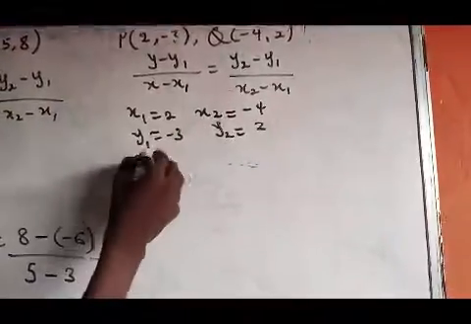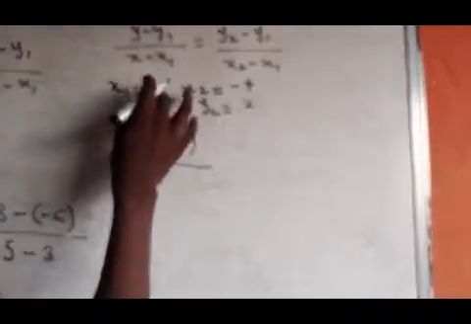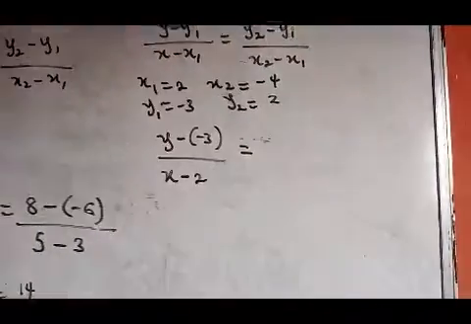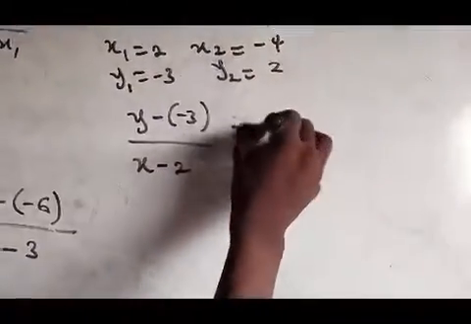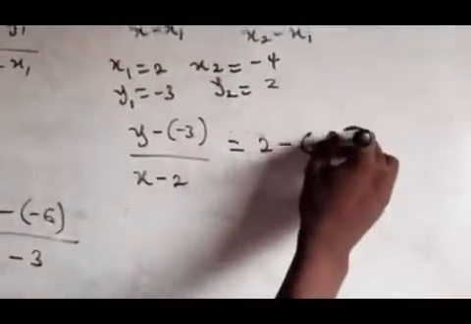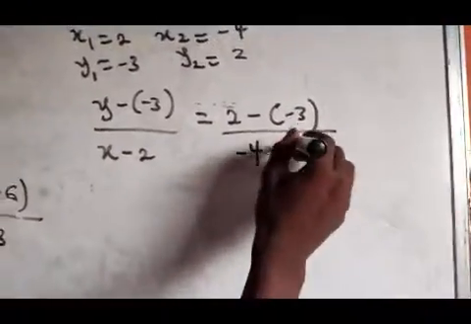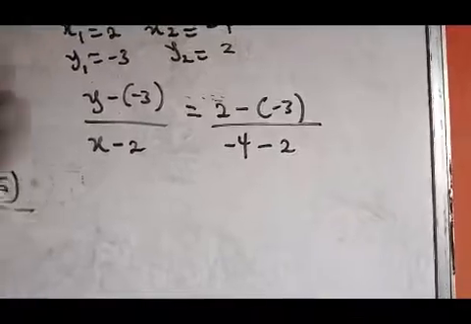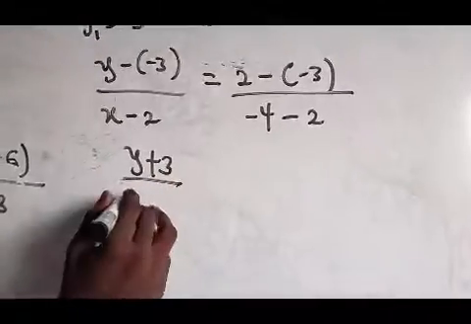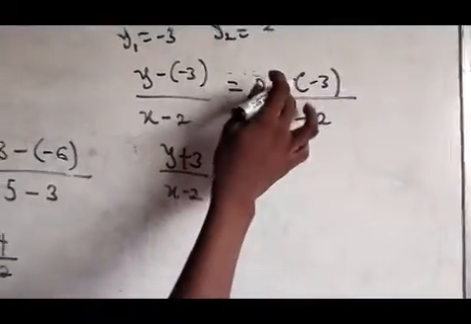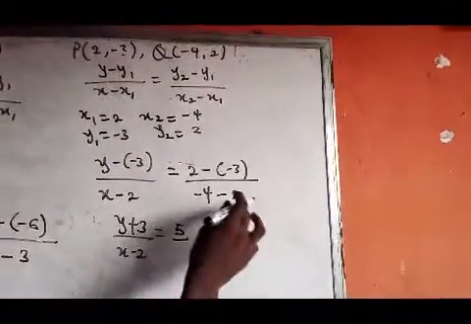So that will be y minus y1, which is minus 3, over x minus x1, which is 2, equals y2, which is 2, minus your y1, minus 3, over x2, minus 4, then minus your x1, which is 2. Alright, so minus and minus is plus, so that's y plus 3 over x minus 2. This is minus and minus, that's plus, right? So 2 plus 3 will give you 5, over minus 4 minus 2 will give you minus 6.